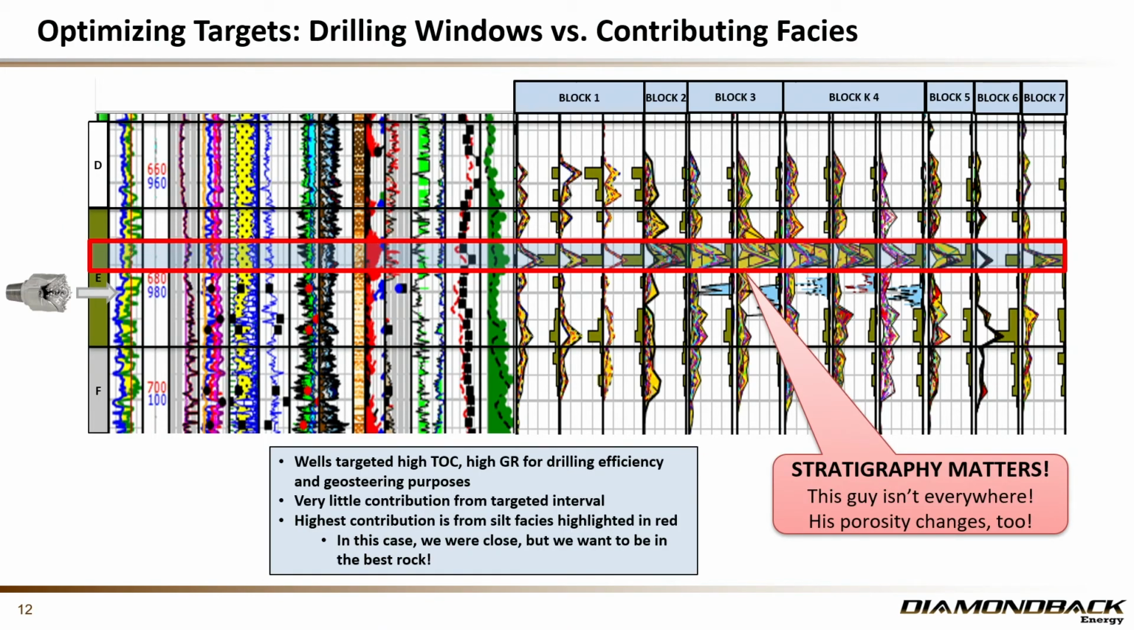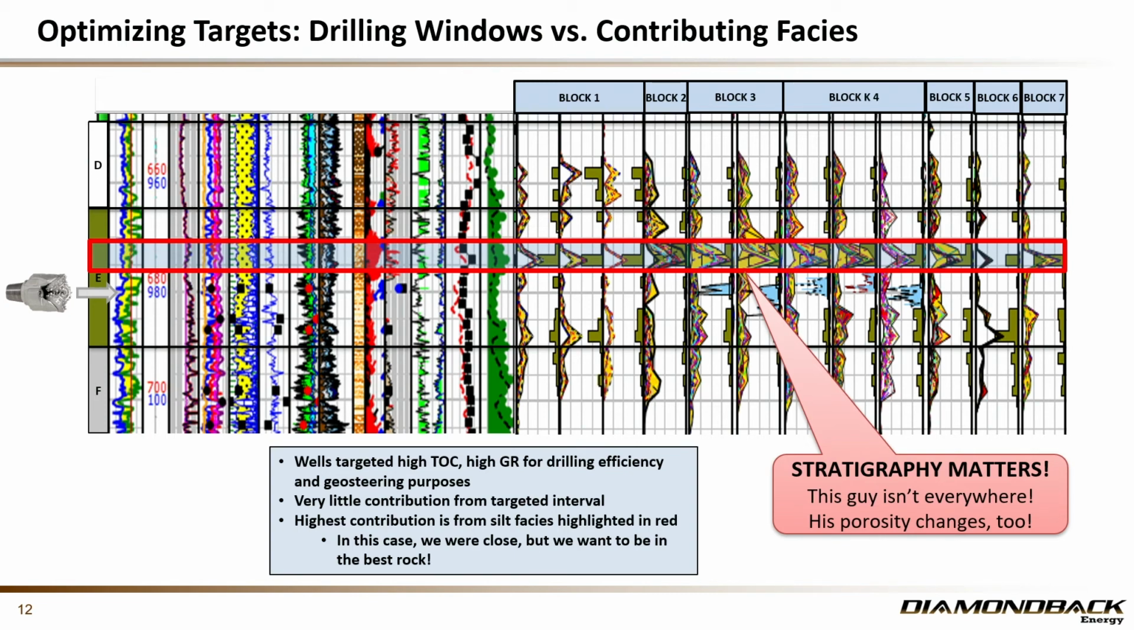So this is an example of formation E wells across 7 different blocks across the field. And notice the drilling target here, it was a high TOC, high gamma ray interval that was picked for drilling efficiencies and geosteering purposes, but we get very little contribution out of it. Highest contribution, in fact, is coming out of this siltier facies above the landing zone.